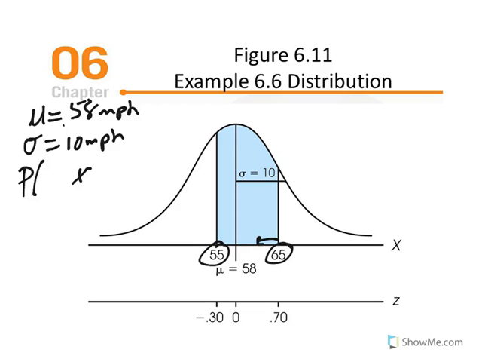So it's going to be less than 65 but greater than 55. So that is the area of interest. So the probability of an x value that's less than 65 but greater than 55, and that's that blue shaded area. So again, very important to shade the area of interest.